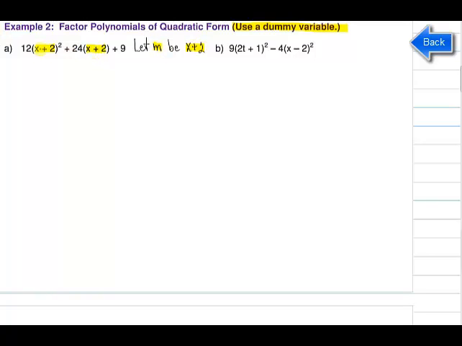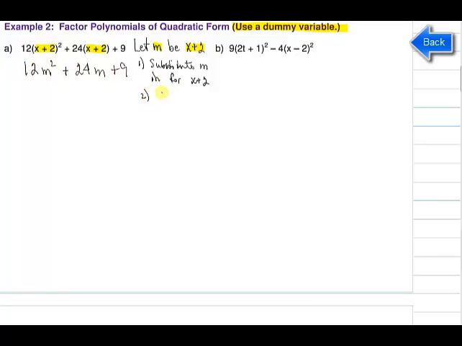And in my first step, I am going to substitute m in for x plus 2. So that's going to give me 12m squared plus 24m plus 9. So you're familiar with this. You should know how to factor that.